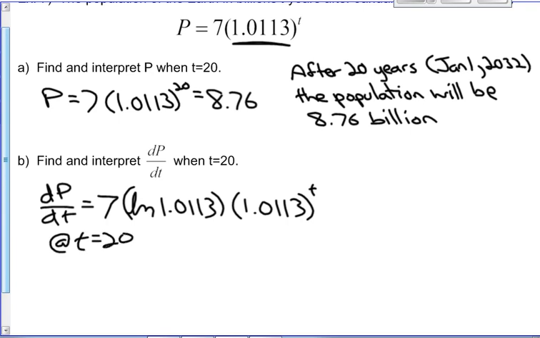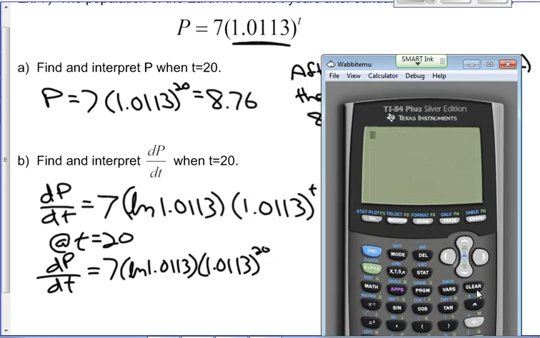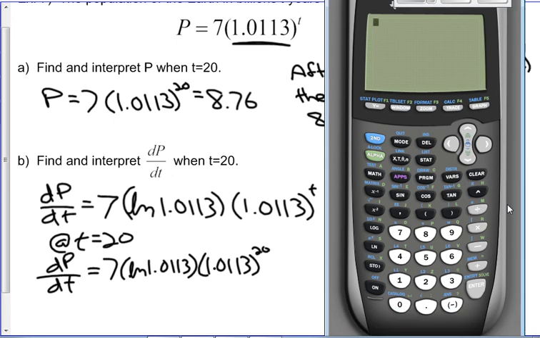When t equals 20, we'd have this. dP by dt is going to be 7 ln 1.0113 times 1.0113 to the power of 20. Okay, let's see what that gives us. 7 times the ln of 1.0113 times 1.0113 to the power of 20. And I get 0.985.